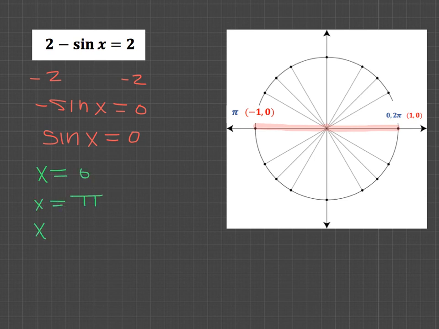Another solution is x equals 2 pi. And we could keep that going, seeing that there is going to be an angle that gives us sine of 0 for every additional pi that we add to the previous angle. We can simplify the solution by writing x equals n pi.